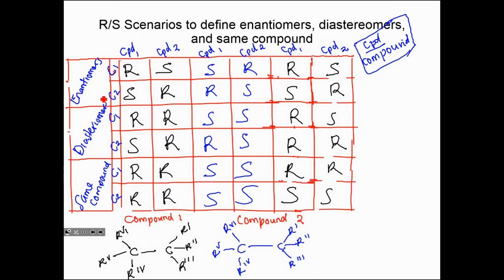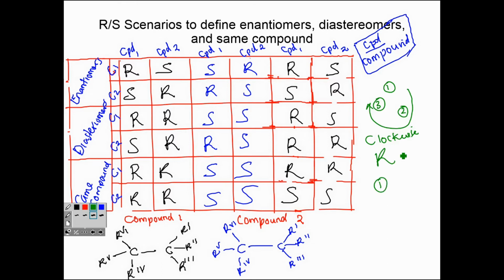What I should point out though is, when you assign your chirality and find that the priority is going to your right, that's clockwise, then the assignment is R. But if your priority is going counterclockwise, then you assign an S.